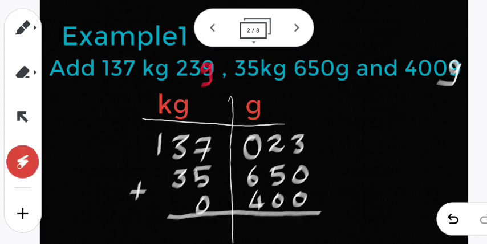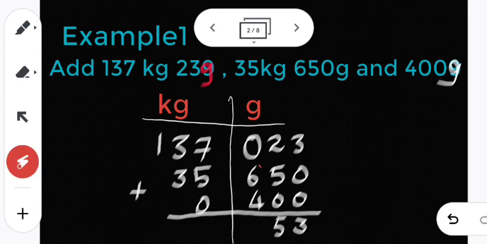Okay, when you add here 3, there is no other number. So when you add, the answer will be 3. Again 2 plus 5, here 2 plus 5, 7. 0 is there. So 0, if you add whatever, there is no change. So 2 plus 5, 7.